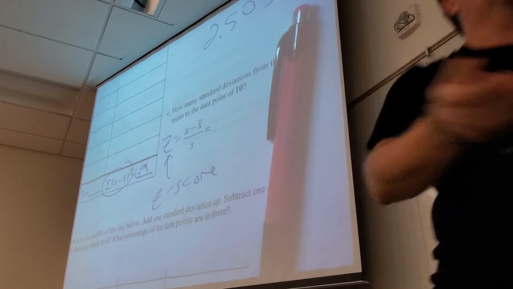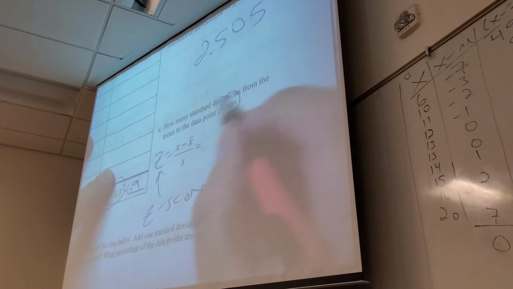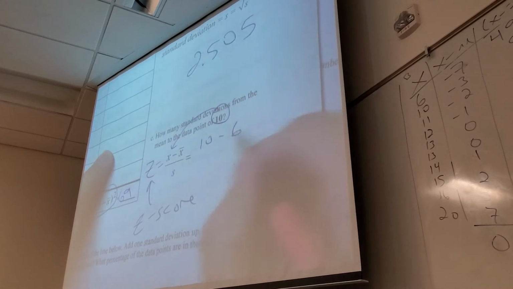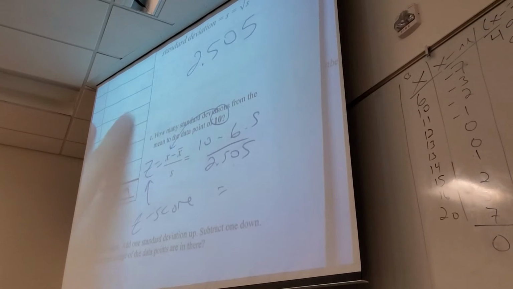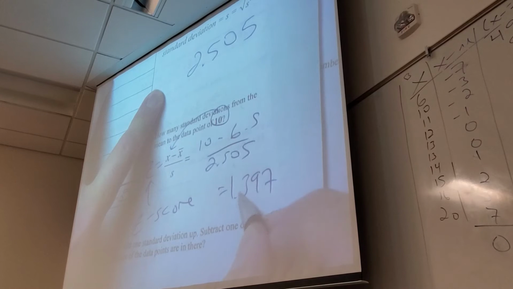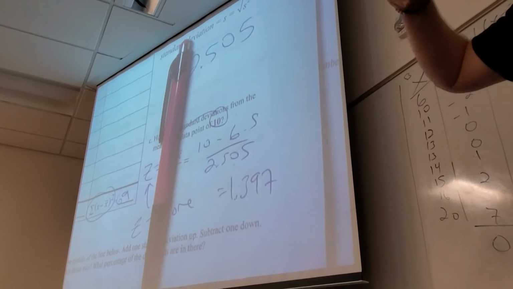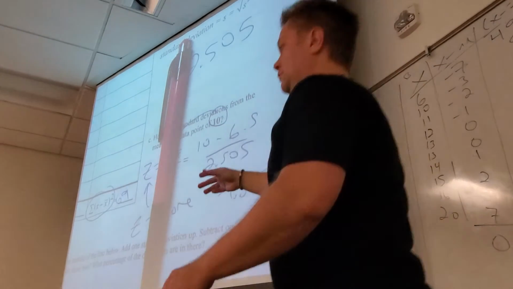Okay. So in this example, the data point I'm interested in is 10. That goes in for x because x is all the data points. The mean is 6.5. Standard deviation 2.0505. What do you guys get when you do that? Do it again, sorry. 1.397. So it's like almost 1.4 steps above the mean. Did you guys see that, Jess? Can you run it or no? Yeah, I just did.